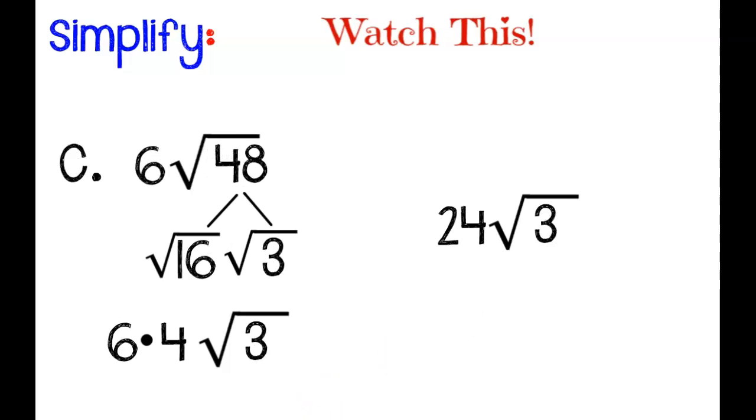All right, one more. 6 square roots of 48. Again, I go through my list of perfect squares. I start with the numbers closest to 48, so that would be 36, 25, 16, etc. So 16 worked, so 16 times 3 makes 48. The square root of 16 is 4, and our new coefficient is 24.